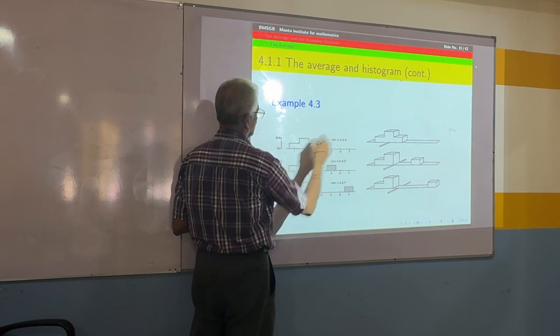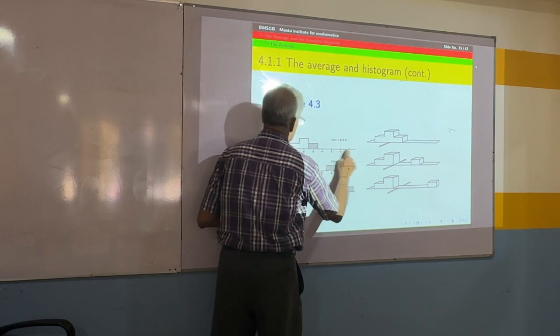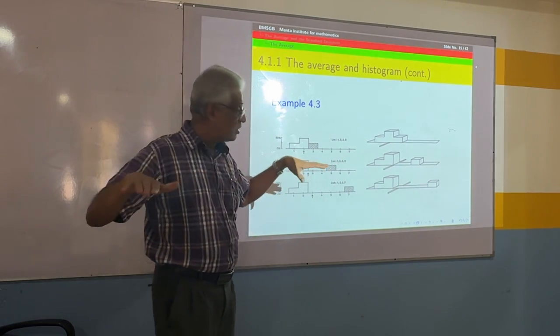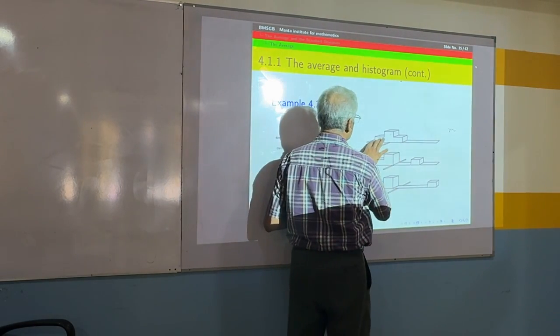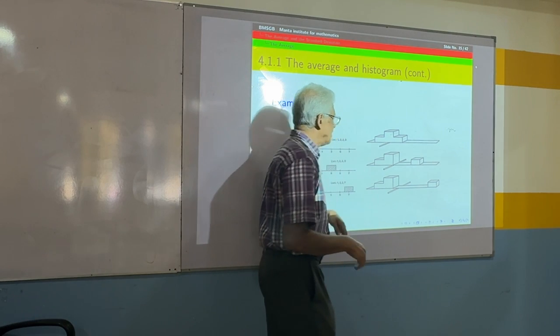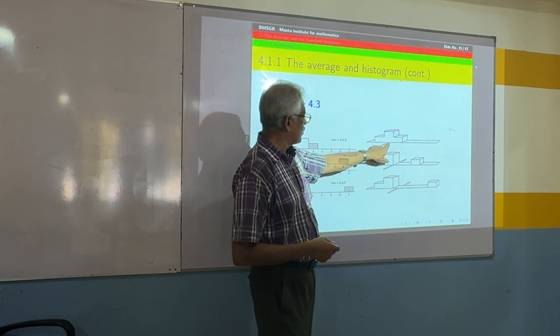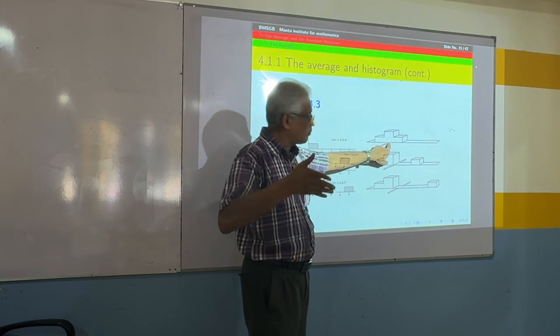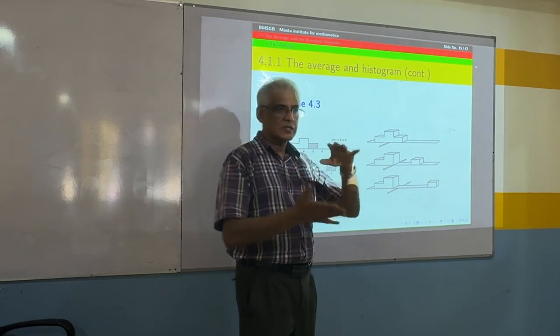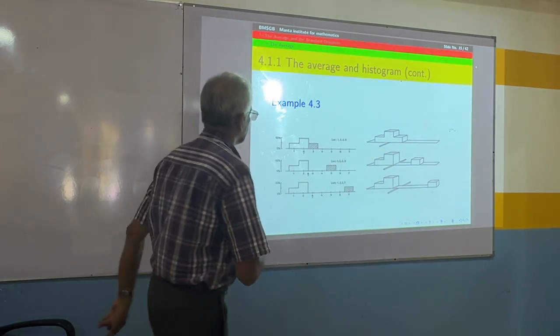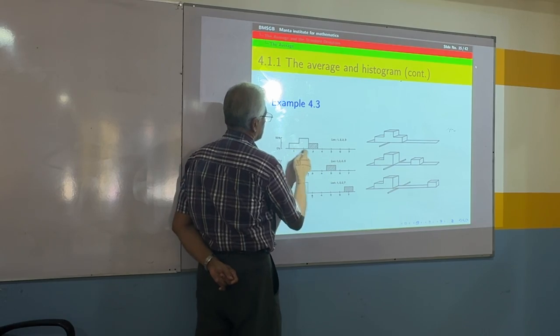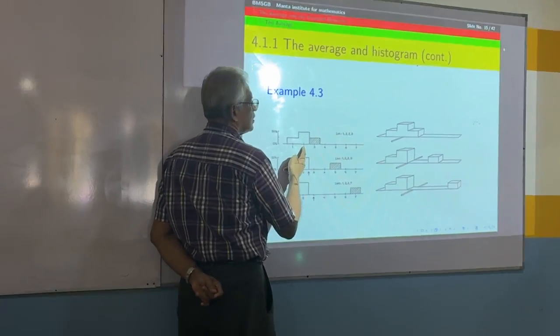If you have this kind of one, assume that this is some weightless board. Suppose this doesn't have any weight, then you can see that if you put your fulcrum or some balancing point there, this will be balanced. But what is that value? For example, here this one is 1, this is 3, so this is actually 2.